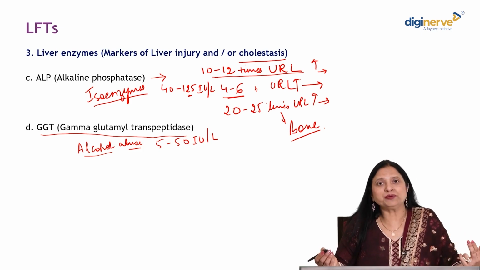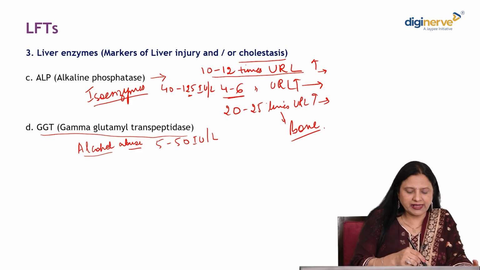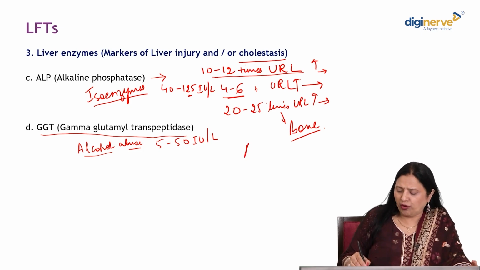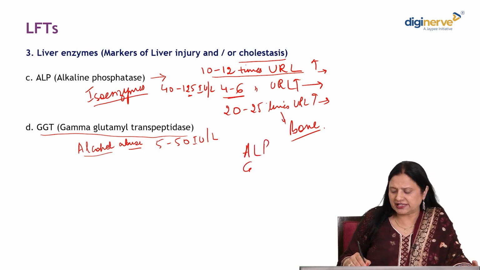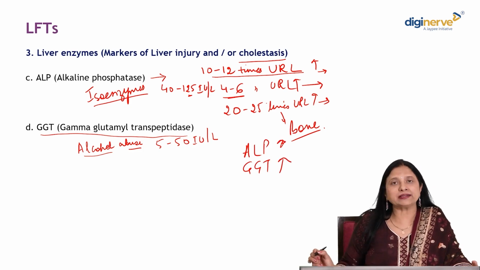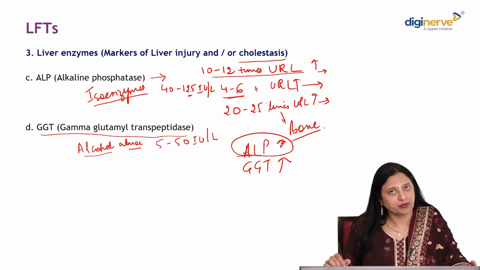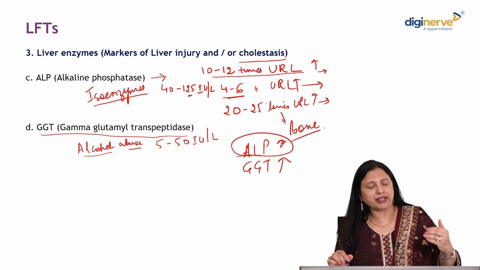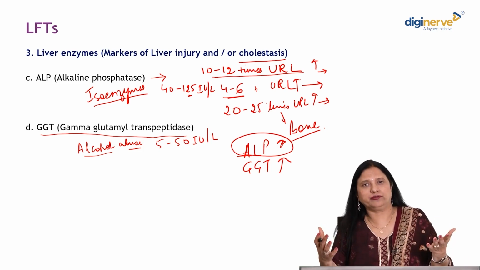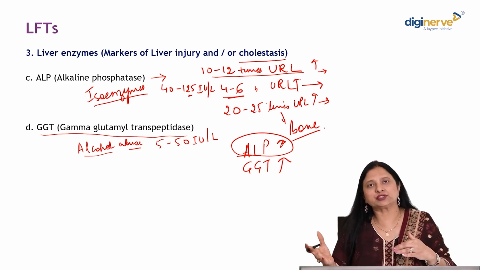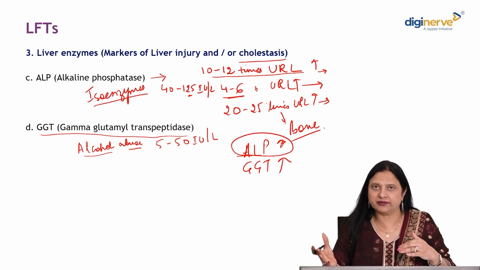Also, the second purpose it serves is that this rise parallels the rise of ALP. So when both ALP and GGT are increased, it implies that this ALP is of hepatic origin and not coming from the bone. So when both ALP and GGT rise, they indicate obstructive liver disease.